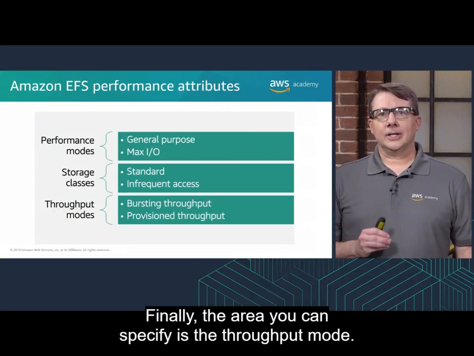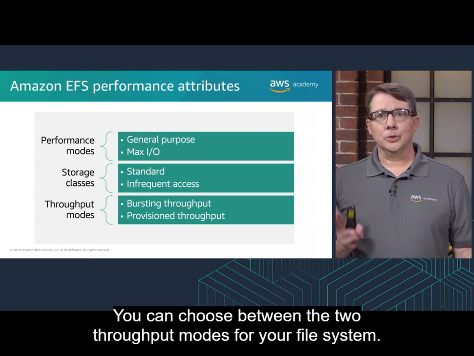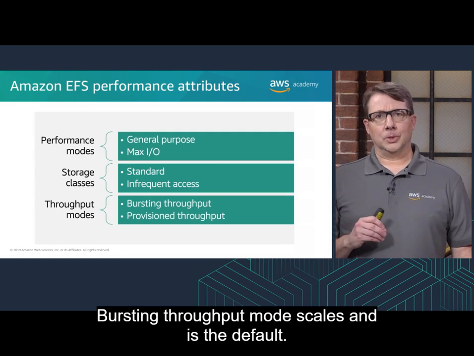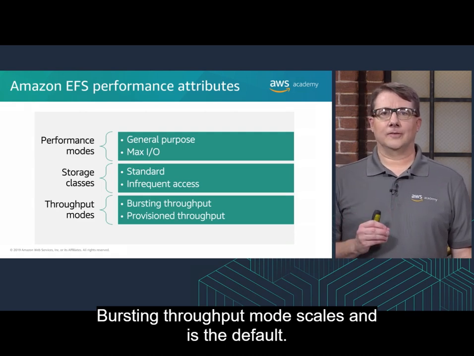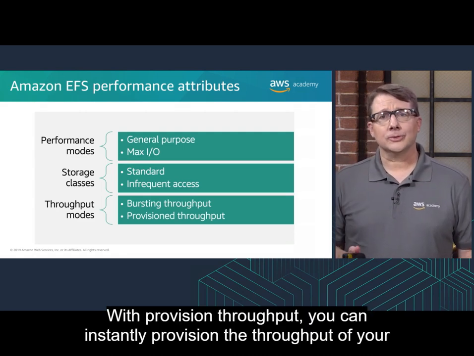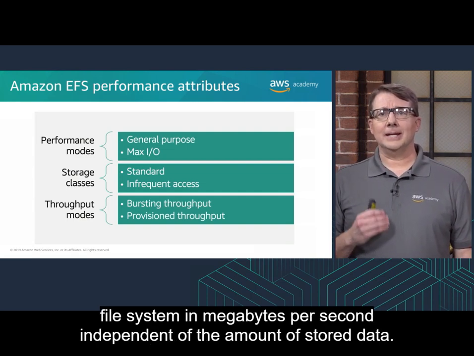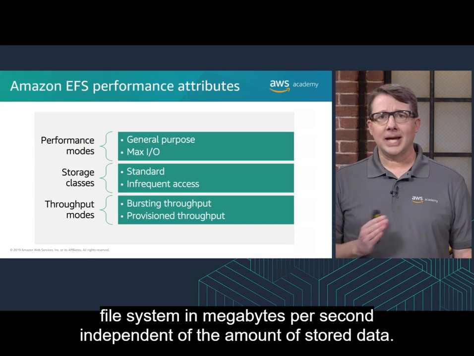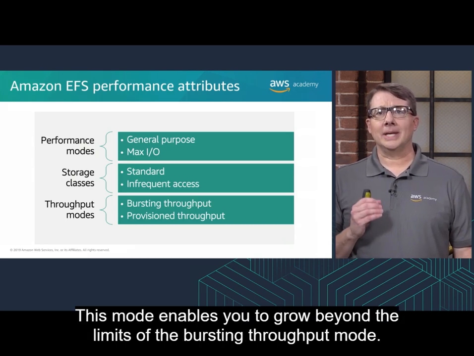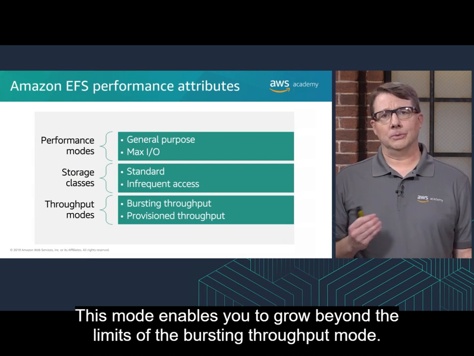Finally, the third area you can specify is the throughput mode. You can choose between the two throughput modes for your file system. Bursting throughput mode scales and is the default. With provisioned throughput, you can instantly provision the throughput of your file system in megabytes per second, independent of the amount of stored data. This mode enables you to grow beyond the limits of the bursting throughput mode.